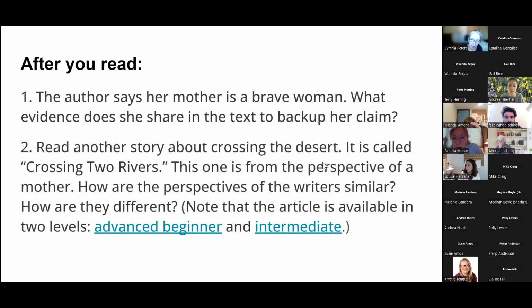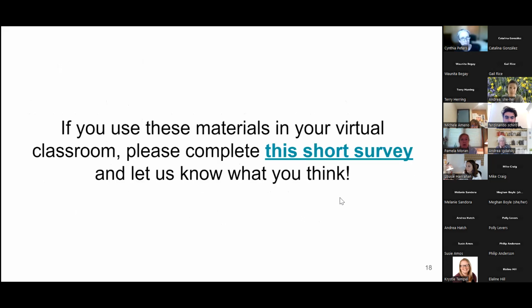And then there's another story that I'm pointing you to. It's called Crossing Two Rivers. It's a similar story of a family coming across the desert with a coyote. This one is from the point of view of a mother writing about bringing her daughters. So we have a story by a daughter talking about the mother, and then a story by a mother talking about bringing the daughter. It's a good combination, those two. And they're both available at two levels. So that's another option you sometimes have with the Change Agent: two articles written at two different levels. Okay, so those are the after-you-read activities.